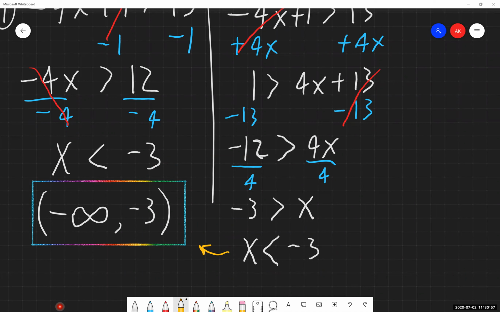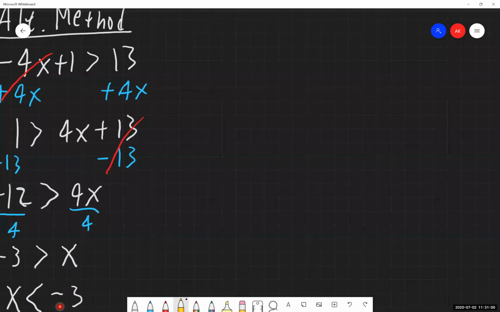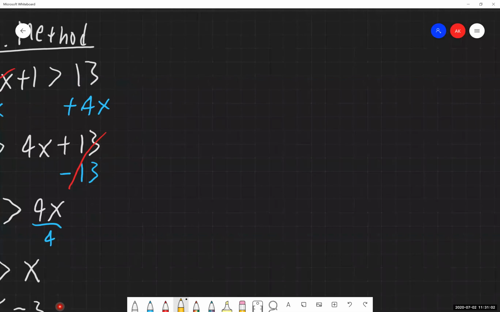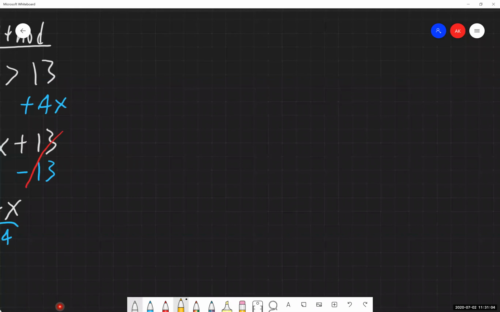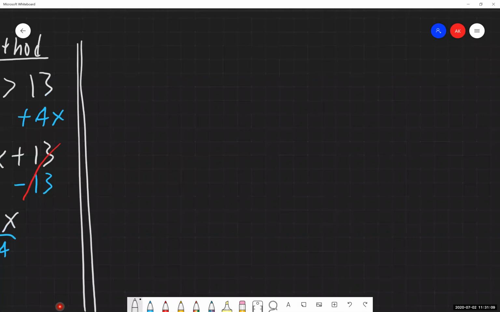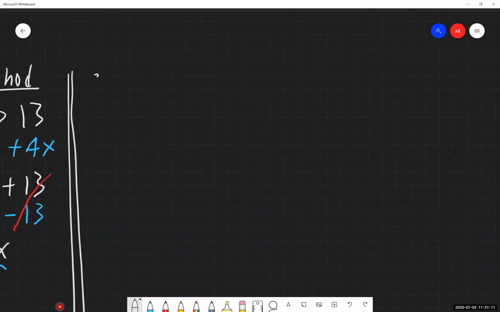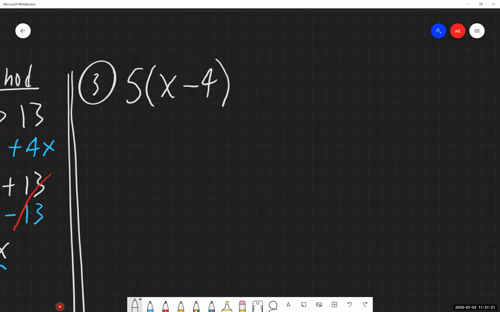So we'll go with our third example, because I do not want to take too long lecturing on the exact same thing. We'll go with our third example, and then we'll get to the really fun but weird fourth example. So example 3, we have 5 times the quantity x minus 4 is less than 3 times the quantity x plus 1 minus 8.